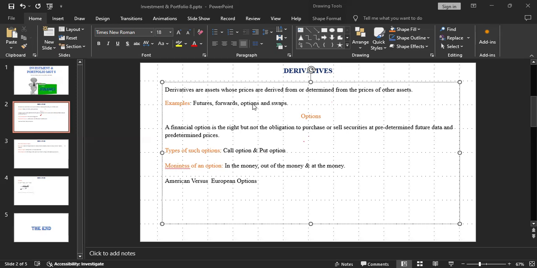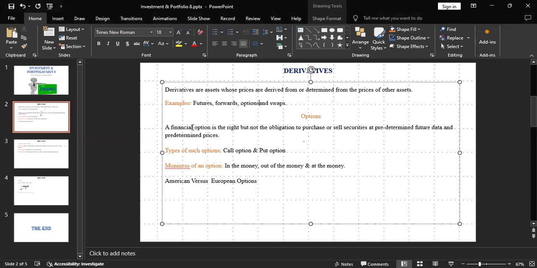Now we have options. Since we are going to talk more of options today, let me first talk of swaps. A swap is also an agreement to exchange certain cash flows in future. Okay, then we have options. Since we are talking of options, let's move on.